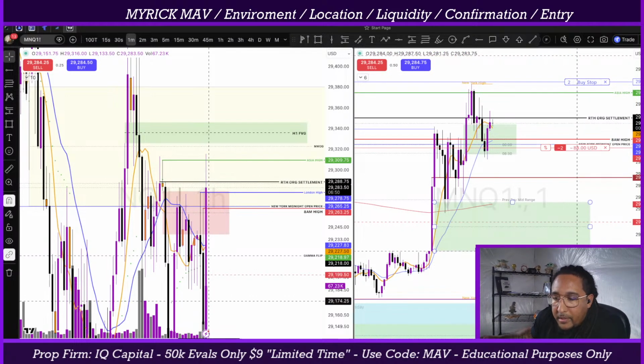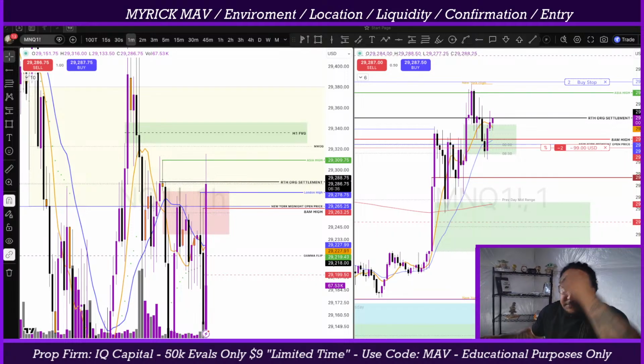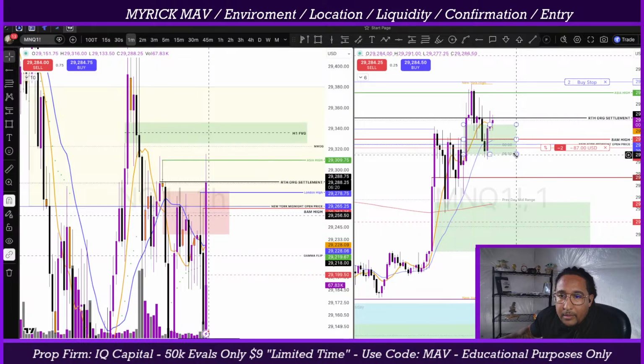We have 930 here. So just being patient. We did jump in about 2 micros. Didn't fully body below this 1 minute fair value gap.